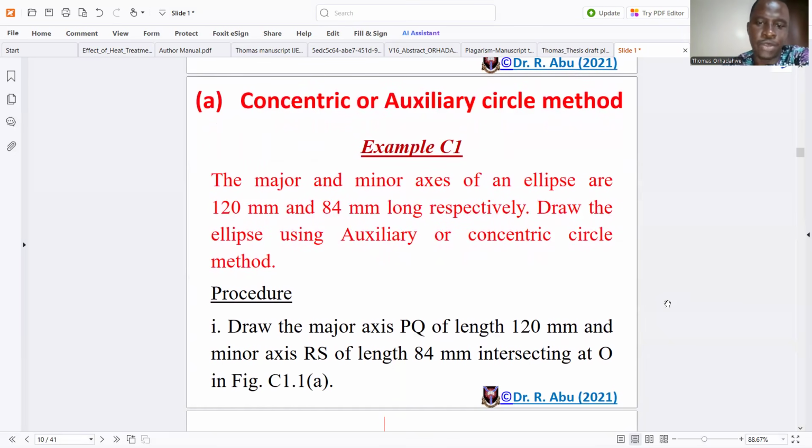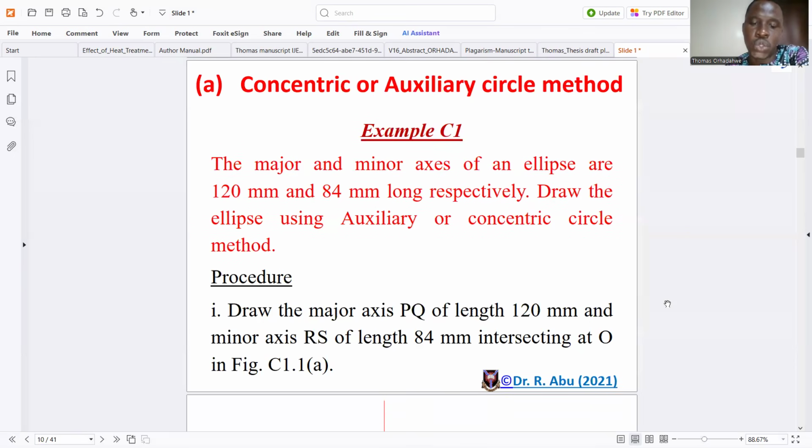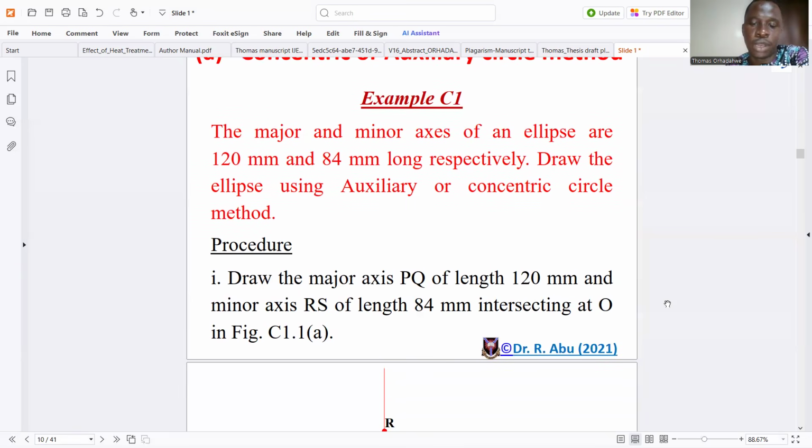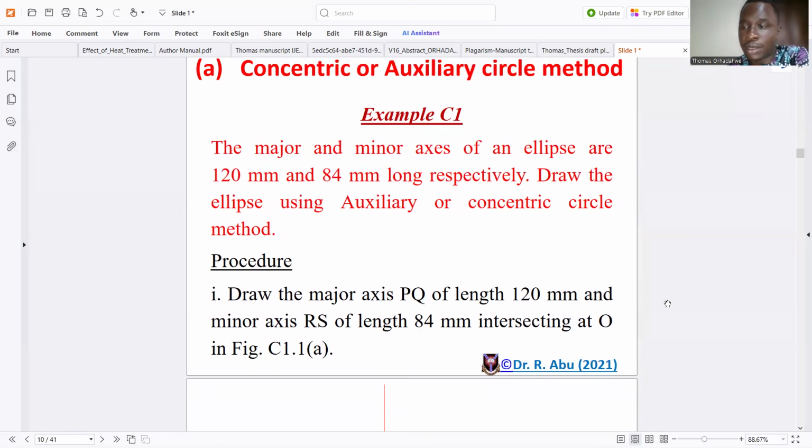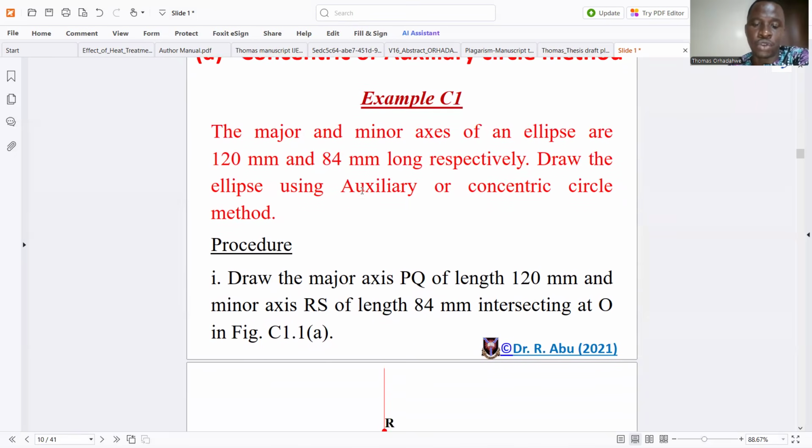The major and minor axes of an ellipse are 120 mm and 84 mm long, respectively. Draw the ellipse using the auxiliary or concentric circle method. The first thing we'll do is to draw the major axis. The major axis is the longer line, while the minor axis is the shorter line. So from this question, the major axis is the 120 mm line, and the shorter axis is the 84 mm line. So we draw those two axes.